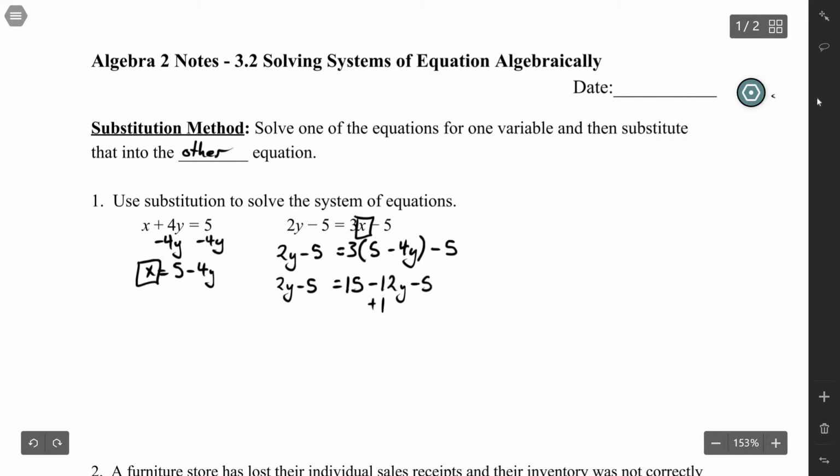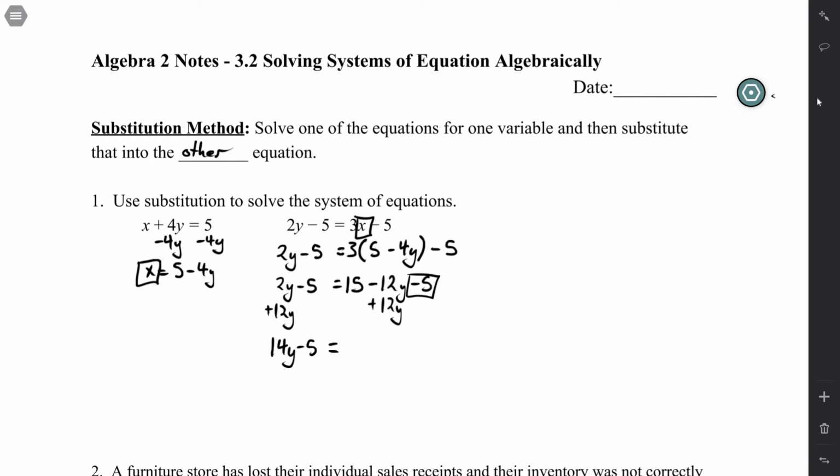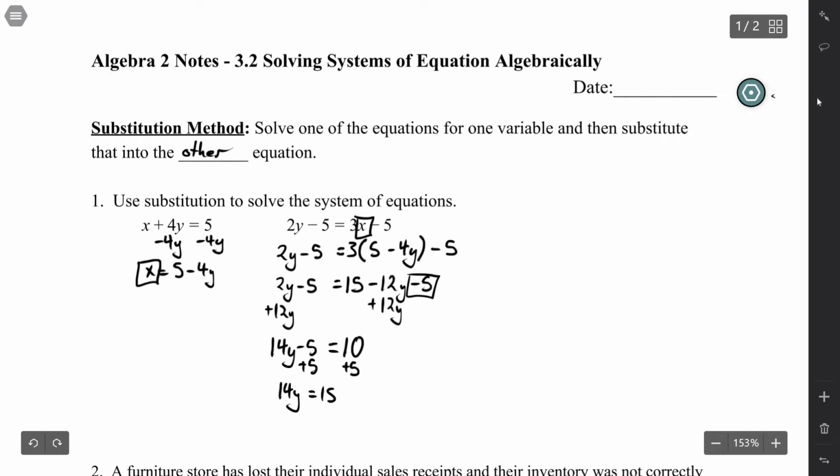All right, I would add 12y to each side. That would give us 14y. I'll combine like terms on this side. 15 minus 5 would give us 10. I'll add 5 to each side. So that gives us 14y equals 15. And then I would divide each side by 14. That would give us y equals 15 over 14. All right, perfect. That sounds good.